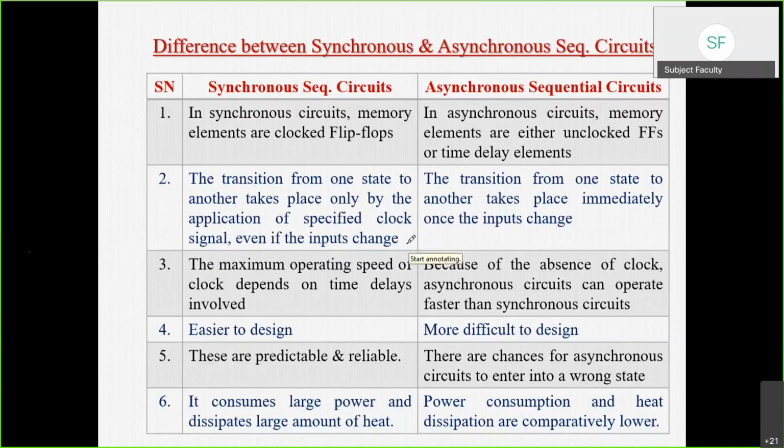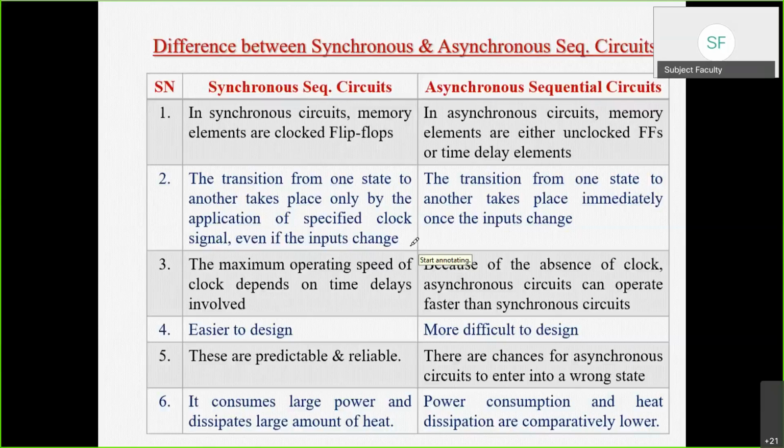So just read it carefully: the transition from one state to another state. Now we know in a digital circuit there are two possible states, high state, that is level 1, and low state, that is level 0. The transition from one state to another will take place only when the specified clock signal is applied. If your inputs have changed, let's say A equals 0 and B equals 0, and then one of the inputs, suppose A, changes from 0 to 1, then depending on that, what should your output be? Your output should change when your inputs are changing.